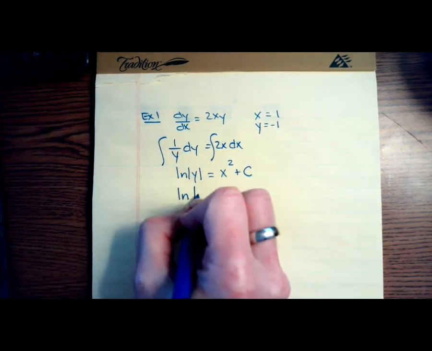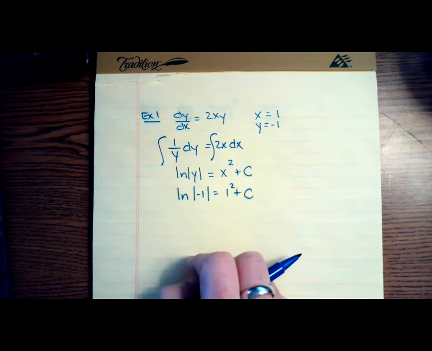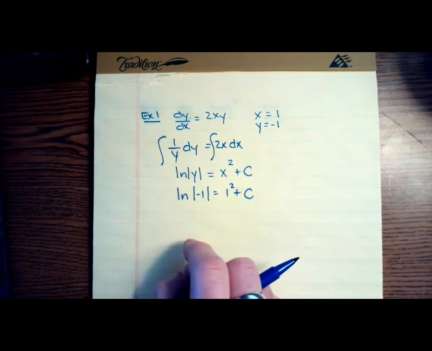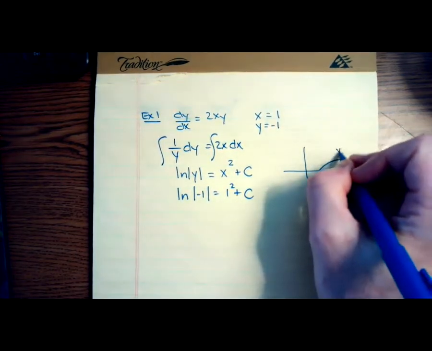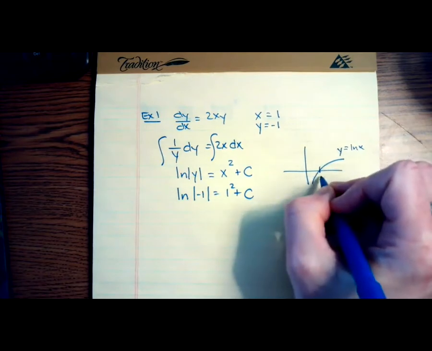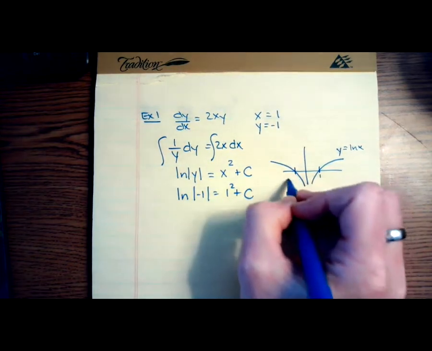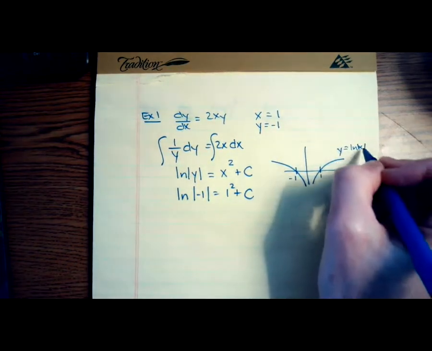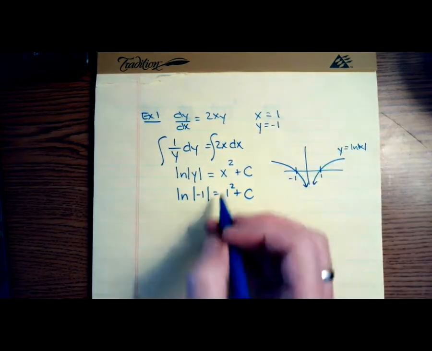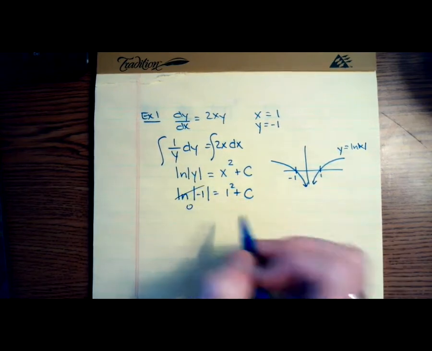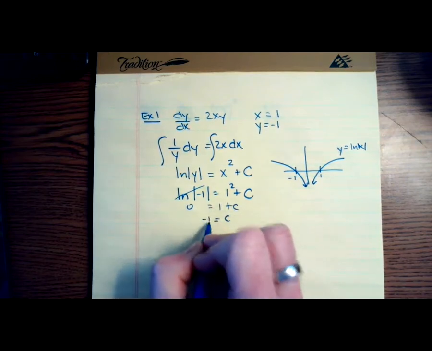So I'll put in my y value and my x value. And first of all, now you can see why I need the absolute value. I can't take the natural log of -1. The ln function, y equals ln of x, looks like this. The ln of 1 is 0. But I need to include -1s, so that's why the graph of the ln of the absolute value looks like this, asymptotic at x equals 0. So ln of the absolute value of -1 is still going to be 0, equals 1 plus c. So I see c is -1.